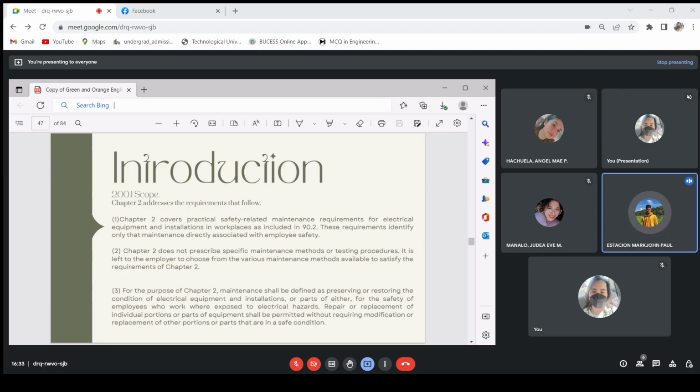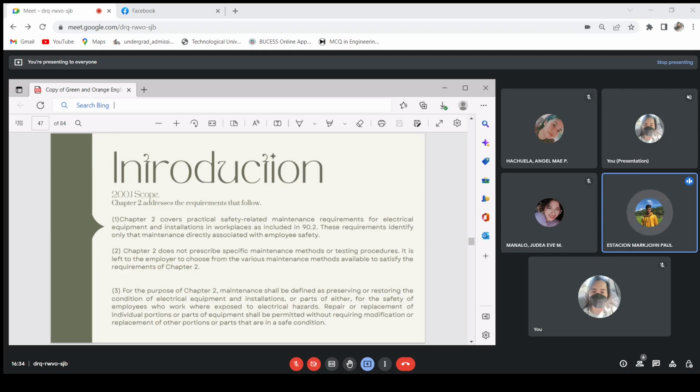And thus, for the purpose of Chapter 2, maintenance shall be defined as preserving or restoring the condition of electrical equipment, installations or parts of either for the safety of employees who work where exposed to electrical hazards. Repair or replacement of individual portions or parts of equipment shall be permitted without requiring modification or replacement of other portions or parts that are in safe condition.